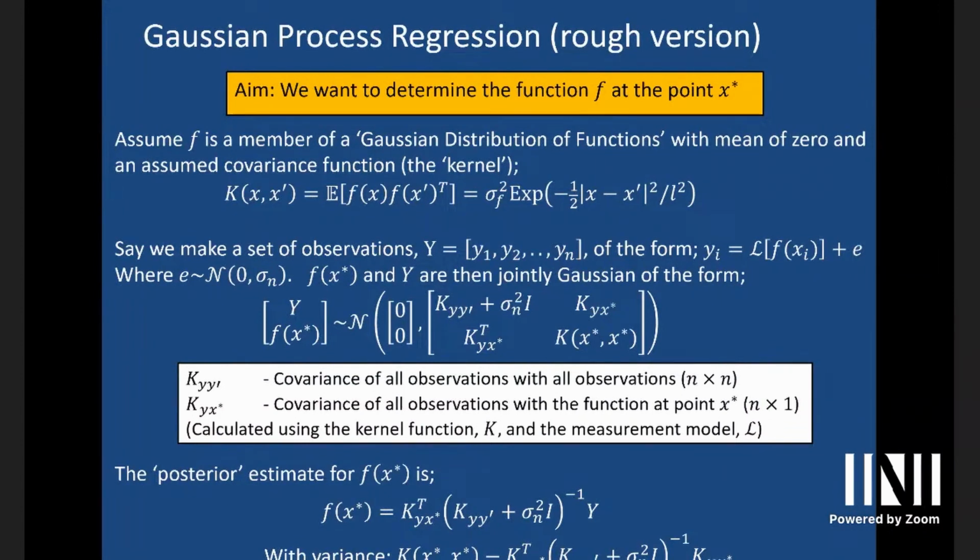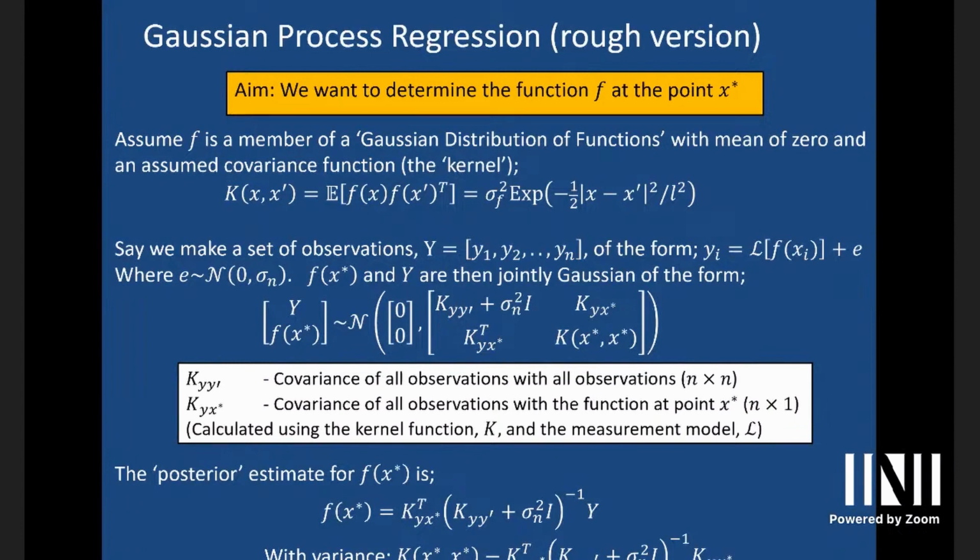So in general, we want to work out a function at some point, and we assume that function is a member of a Gaussian distribution, and that there's an assumed covariance function where we can relate 2 points in the domain through that covariance function, depending on how far apart they are. And there's a couple of parameters in there that let us control that. And we go away and make some observations, and the observations are based on some kind of linear operator that's acting on that function. In our case, they're line integrals, which are just another linear operator.